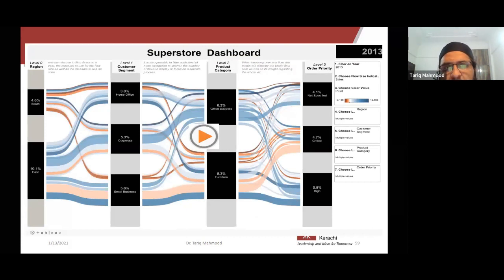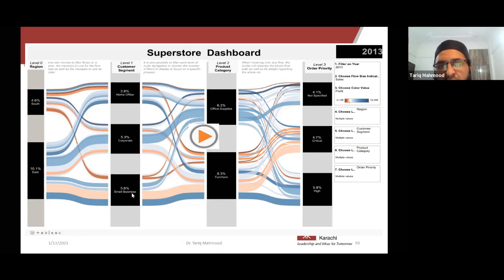Here you have the region, customer segment, product category, order priority. So the people from the south region are basically going to home office customer segment. They are buying office supplies and they do not specify the order priority. So अब अगर ये जो ज़्यादा dark lines हैं, they represent the more prominent patterns. So east, small business, furniture and high. So this represents something which is very significant, consisting of much data. And these are my segment जो कि मैं अपनी marketing के लिए target कर सकता हूँ.